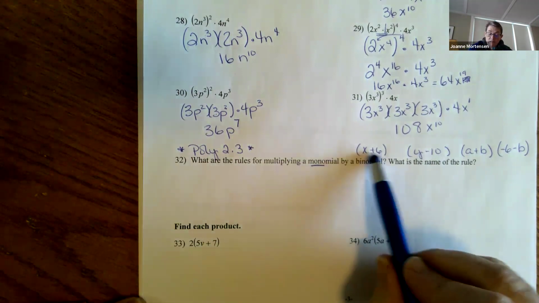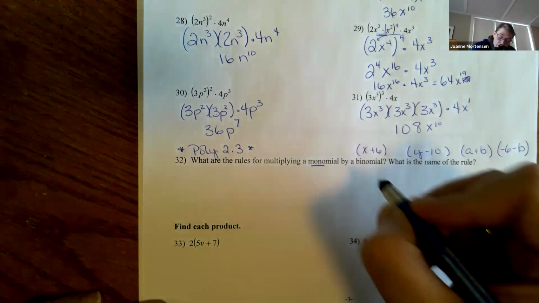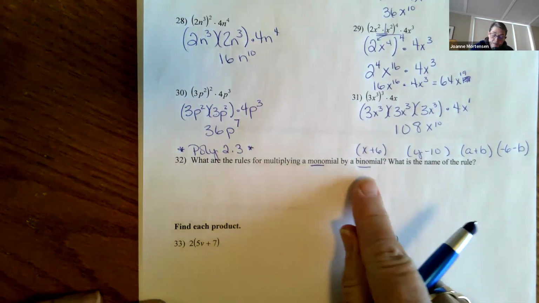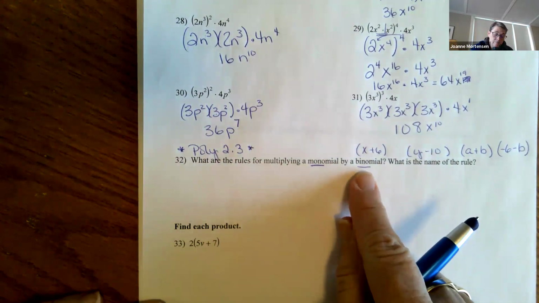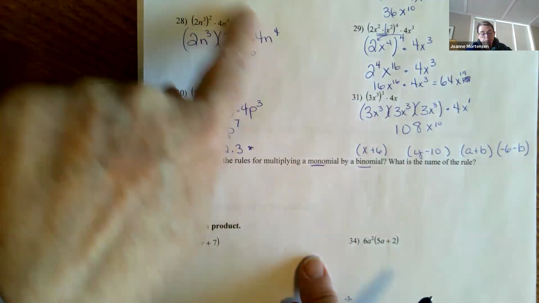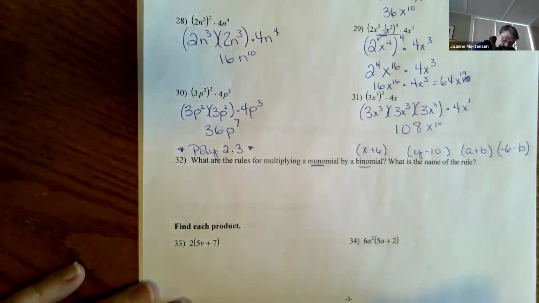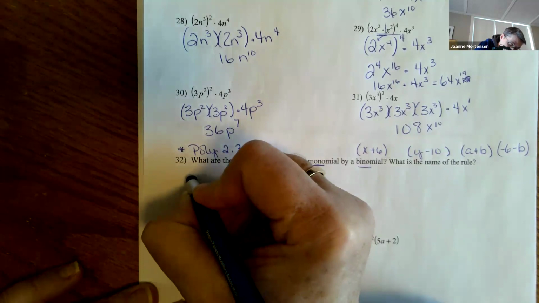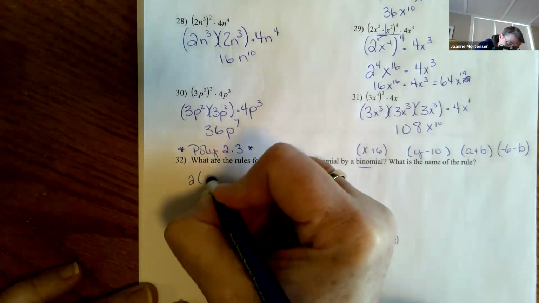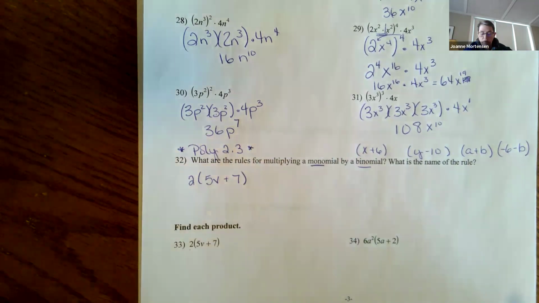Most of the time it's going to look like one of these, but we can mix it up a little bit. And we're going to do a monomial times a binomial. Again, up here, this is a monomial times a monomial. All of those are monomials. That's why we could do it so easy all at once. So I'm just going to use this one as my example. 2 times 5b plus 7.